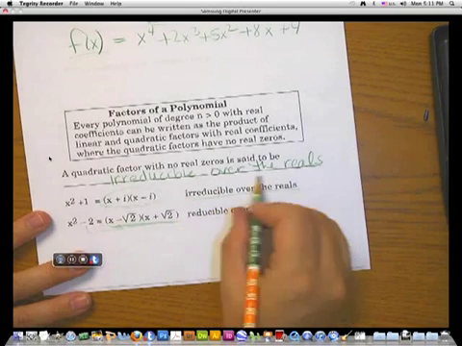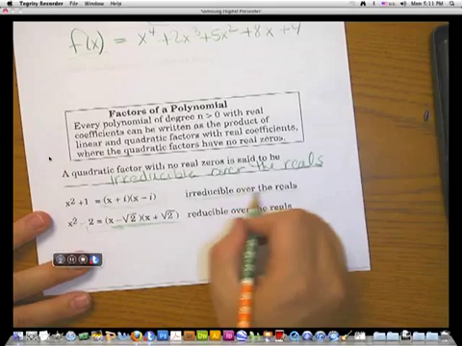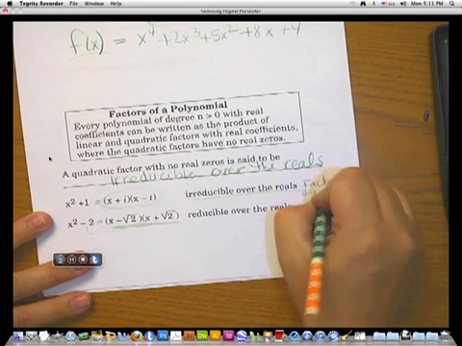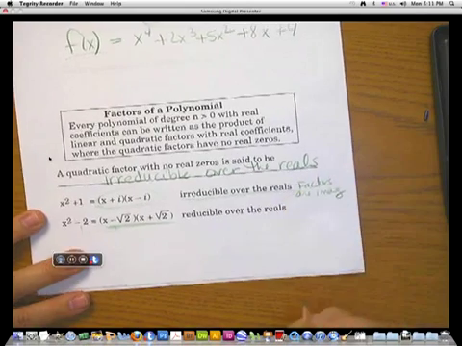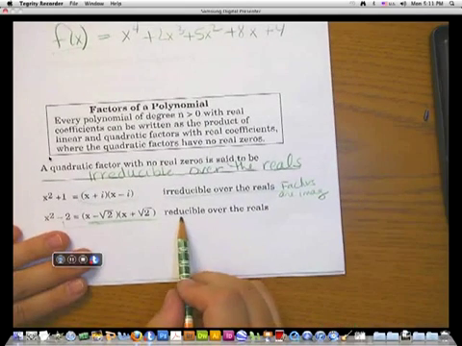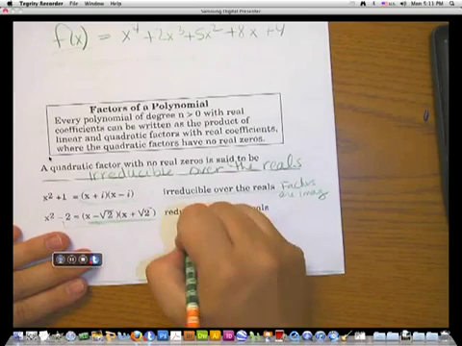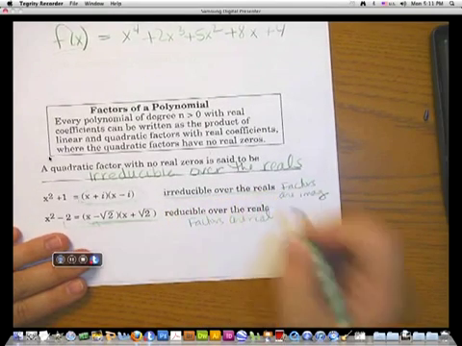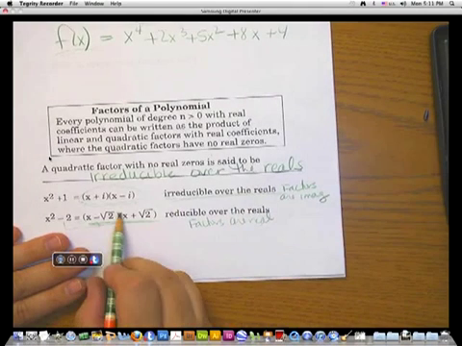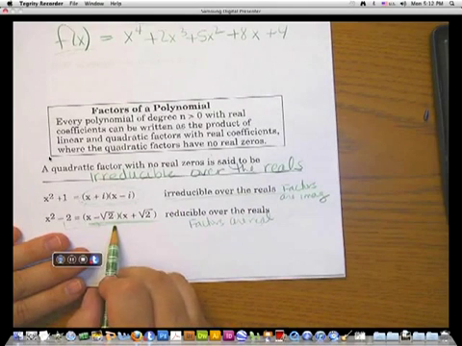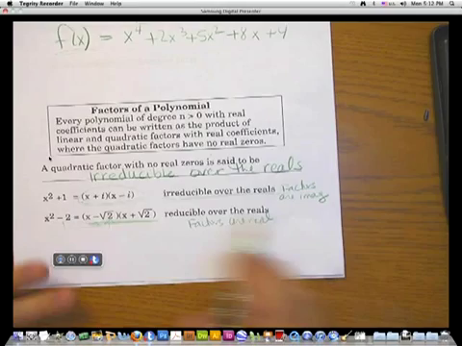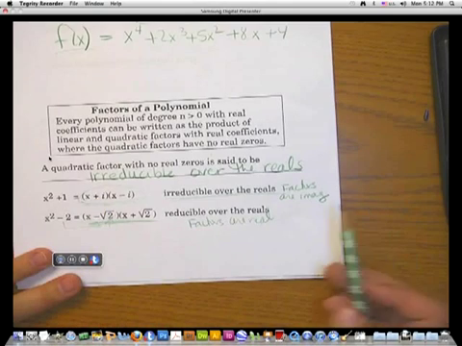So if something is irreducible, it means its factors are imaginary. If it is reducible, then it means the factors are real. And sometimes real is just real ugly, like with square roots, instead of whole numbers. But square root of 2 is still a real number. i is not a real number.